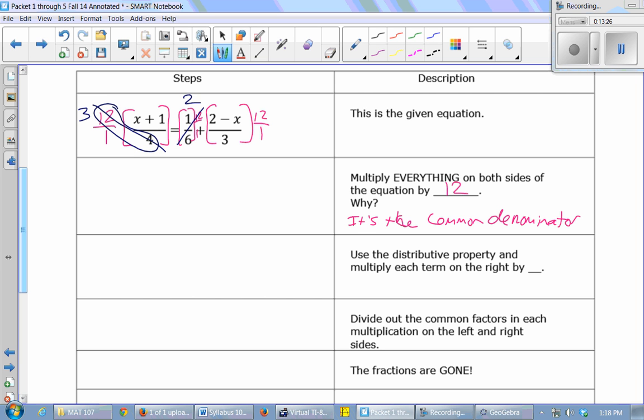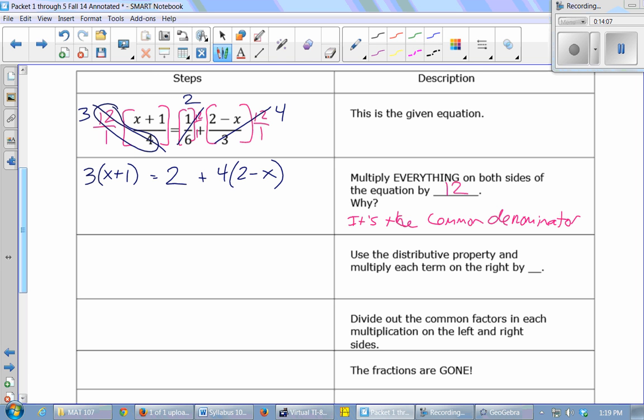And then 2 minus x over 3 times 12 over 1. What is 12 over 3 reduced to? 4. So those cancel and become a 4. And there's no more denominators. So all I'm left with, I know this looks like a mess, but I've got 3 times x plus 1, because my 4 canceled here. 1 over 6 times 12 equaled 2. And then my 12 over 3 reduced to a 4, so I have 4 times 2 minus x. No more denominators. No more fractions.